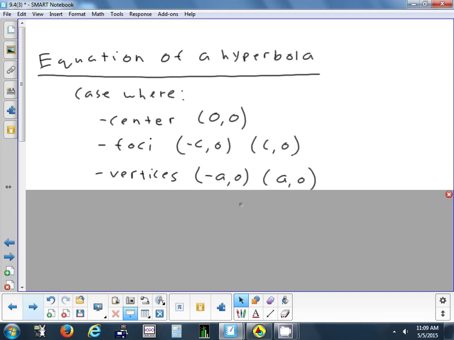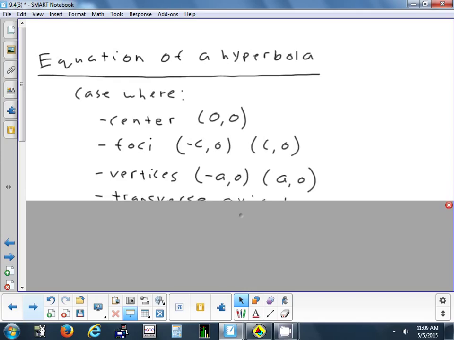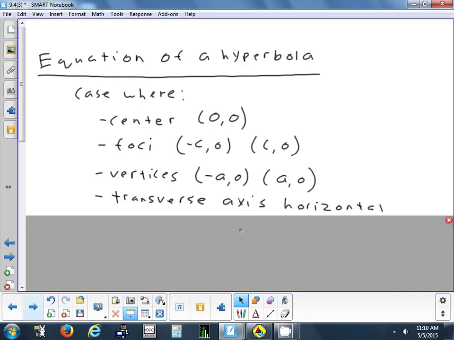B is a little different. B for an ellipse was the distance to the minor axis. Well, we don't have a minor axis anymore, so it doesn't make sense to define B that way. So this is the case where you're going C units to the right and to the left of the origin, and A units to the right and to the left of the origin to get your foci and your vertices respectively. So everything is going to line up horizontal.